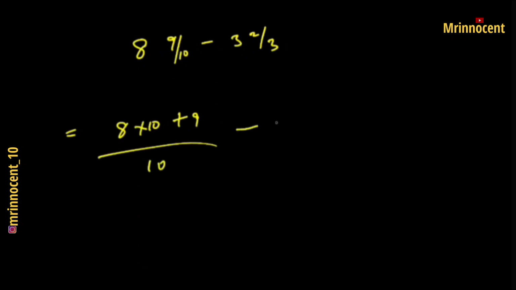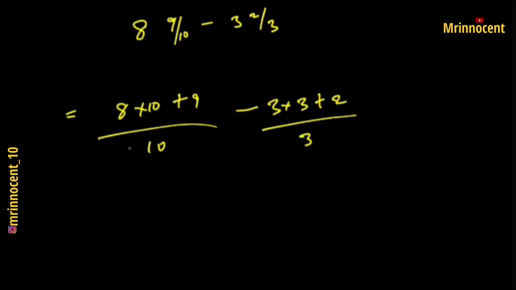We have 8 whole number 9 over 10 minus 3 whole number 2 over 3 equals 8 times 10 plus 9 divided by 10 minus 3 times 3 plus 2, all over 3. So 8 times 10 plus 9 is 89 over 10 minus 11 over 3.